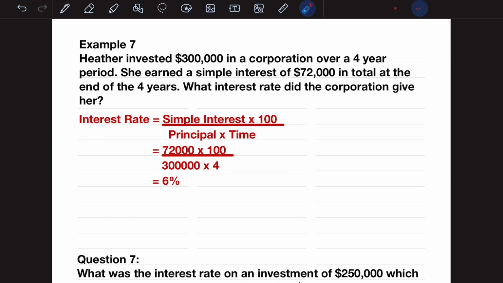They told her that she got a simple interest of $72,000. So interest rate will be simple interest, which is $72,000, multiplied by 100, divided by principal, which is $300,000, multiplied by time, which is 4 years. So we work that out and we'll get 6%. Right, again, similar to the last two questions that we did. So you all can try question 7 and this should be easier to follow now.